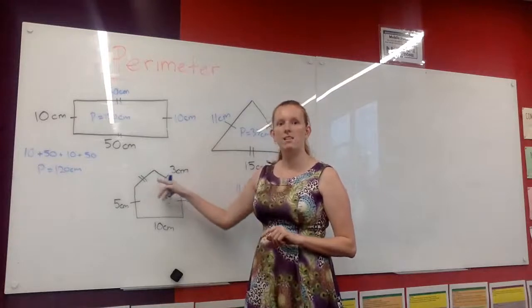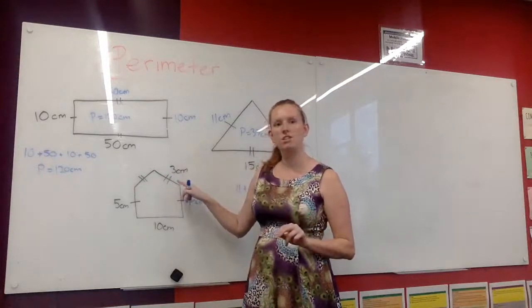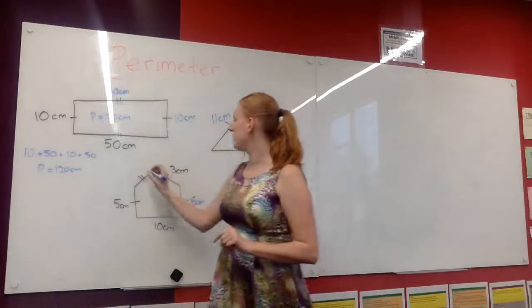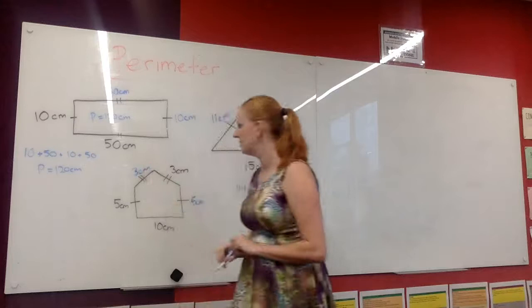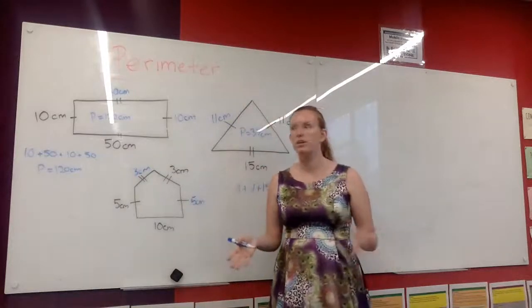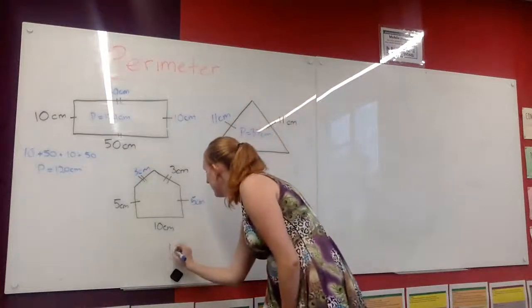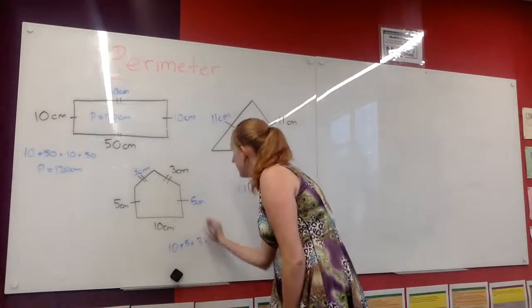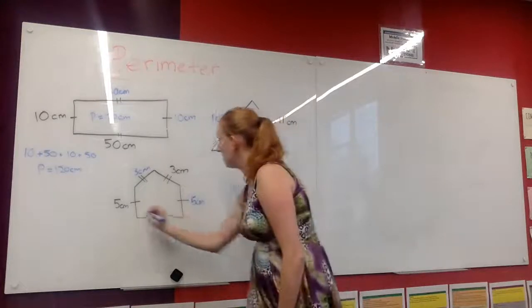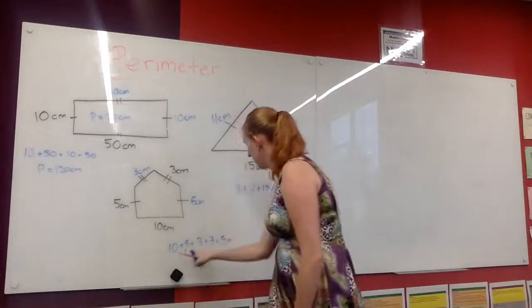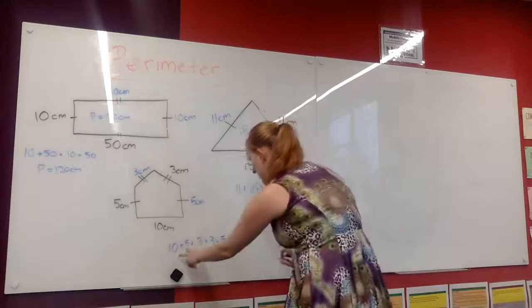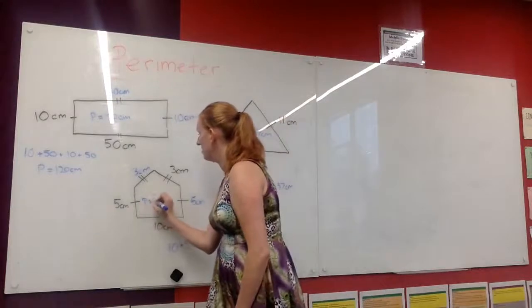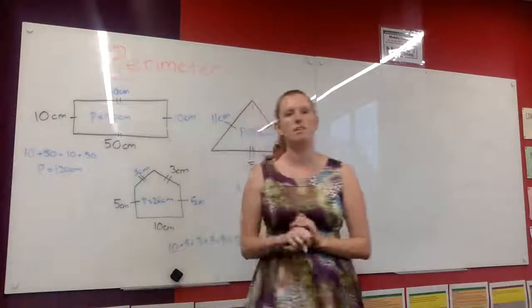Now the roof of our house, they have the matching double dashes, so this side is going to be the same as this side over here. So if this one's 3, this one's also going to be 3 centimeters. How do we calculate perimeter again? We just add them all up. So we've got 10 plus 5 plus 3 plus 3 plus 5. That gives us, let's see, that's 26 centimeters. So P equals 26 centimeters. And there we go.